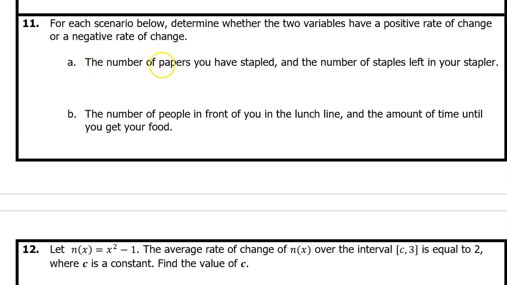So let's see, the number of papers you have stapled and the number of staples left in your stapler, well, that's going to be a negative rate of change because every time you staple a paper, you are using up staples. So the more papers you have stapled, the fewer staples in your stapler. They are changing in opposite directions, negative rate of change.